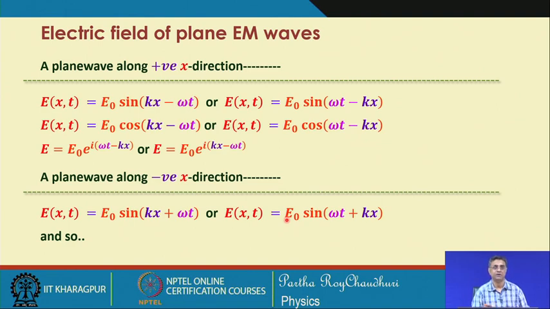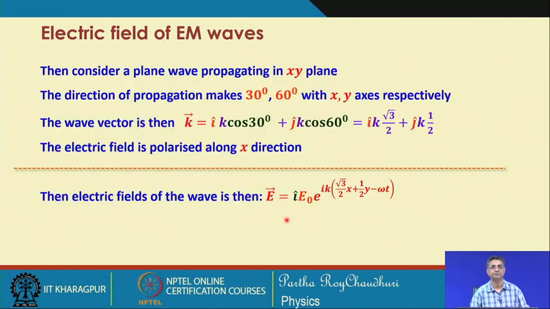If you have kx plus omega t or omega t plus kx, this is a negative x propagating wave, whereas if it is kx minus omega t or omega t minus kx, then it is a positive x propagating electromagnetic wave.